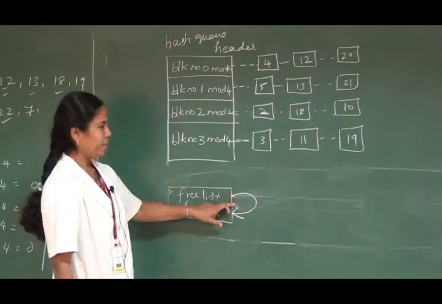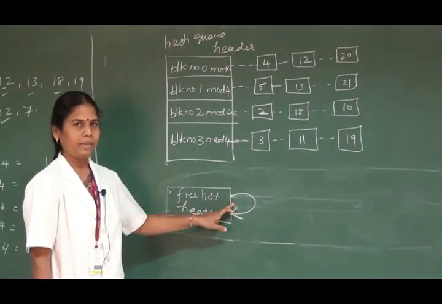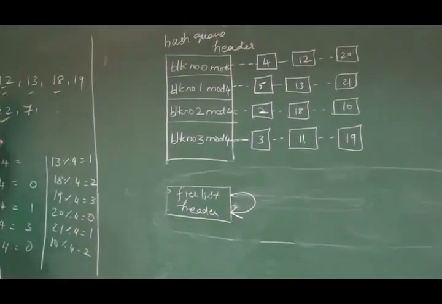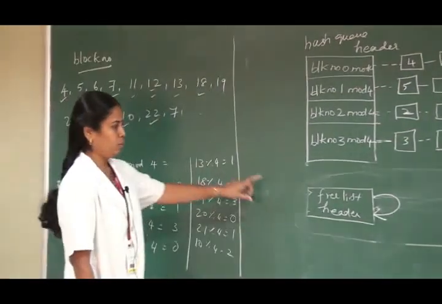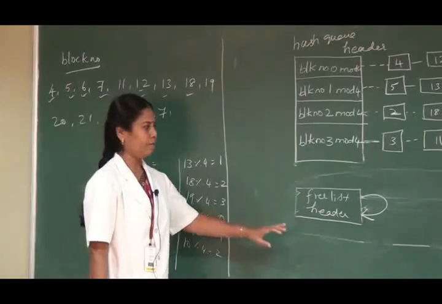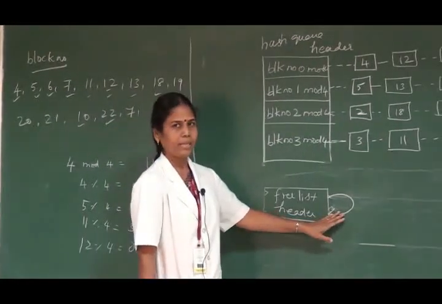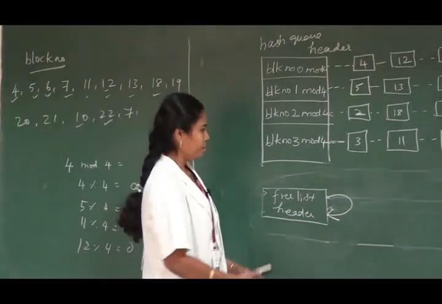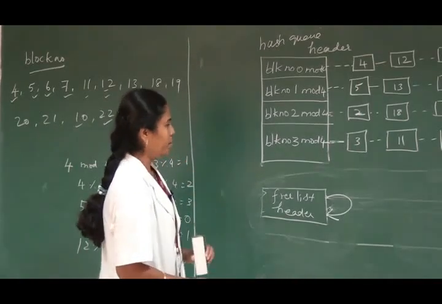So if the buffer cannot be allocated in the buffer header, the process requesting the block number 22 has to sleep until some buffer becomes free in the free list header. Then we see the third scenario.